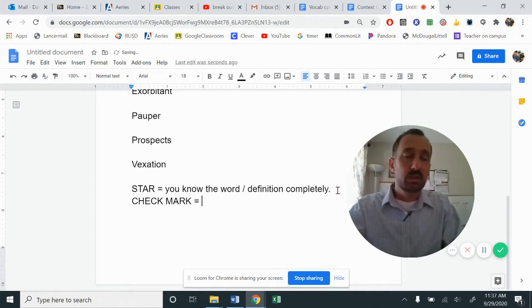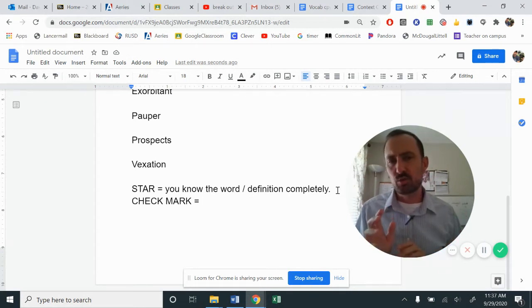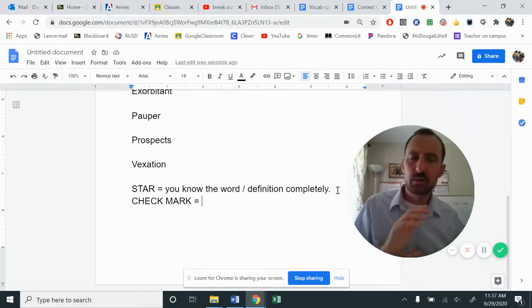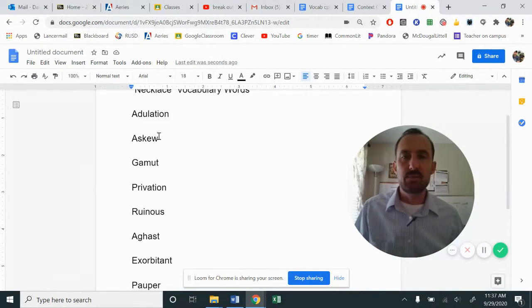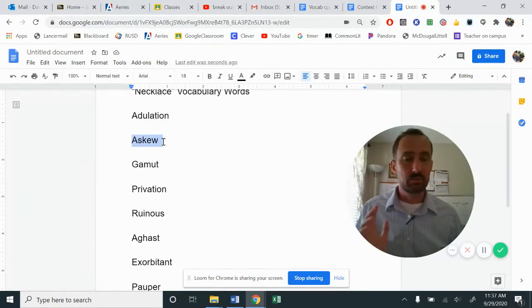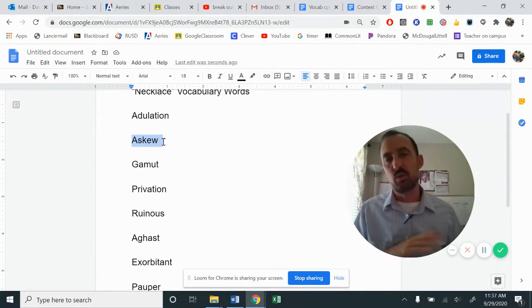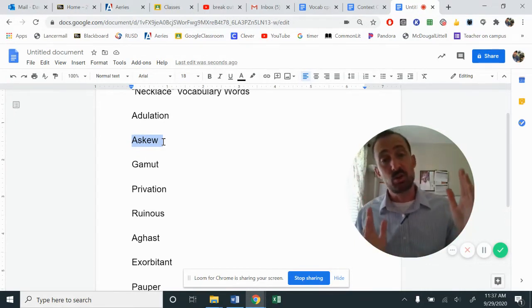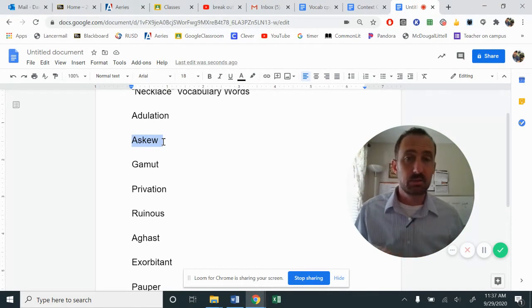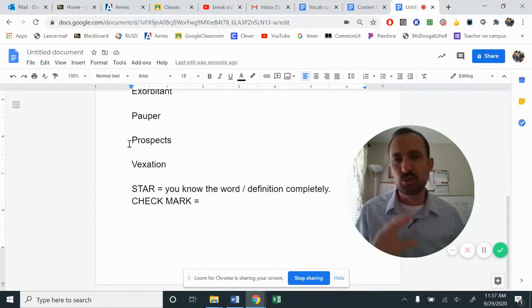Okay. The check mark is where you kind of know the word, but you're not 100% sure. It sounds familiar, but your definition may be different. So let's say I gave you the example of askew. Oh my gosh, Mr. Cordes said, when she leaves the house and slams the door, the pictures go askew. Maybe that means something like crooked or off balance. Okay. So you're not 100% sure, but you kind of have a general idea of what that is. You would put a check mark.